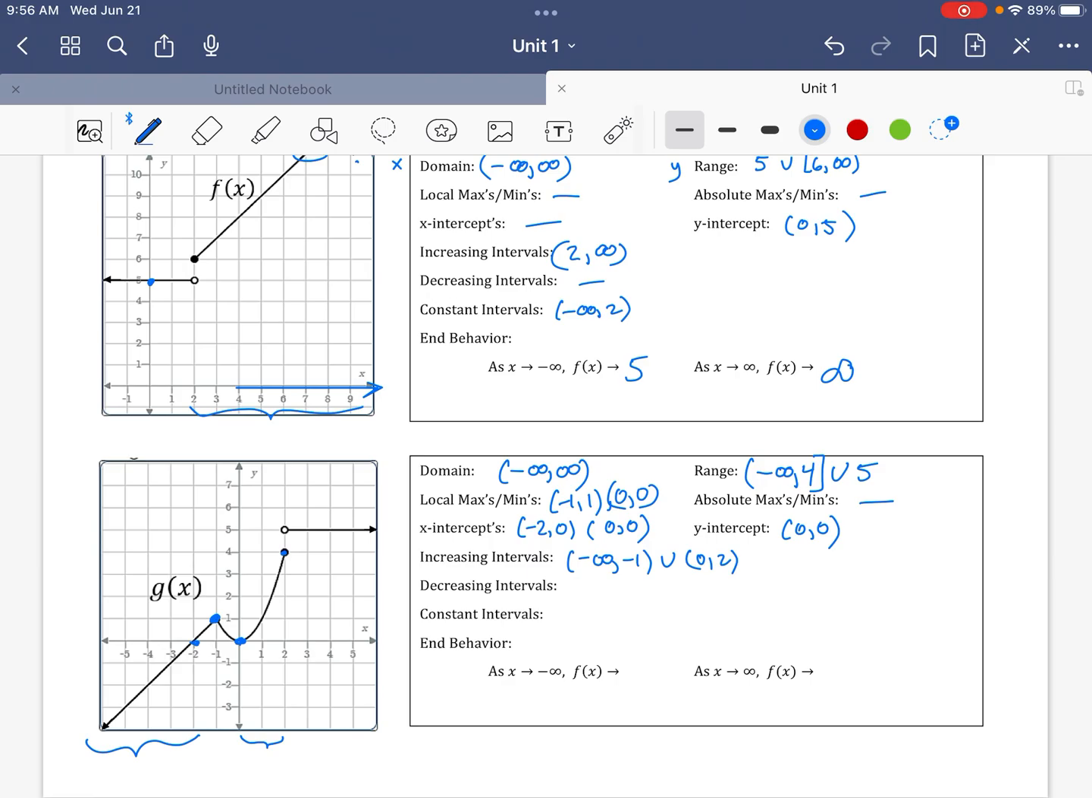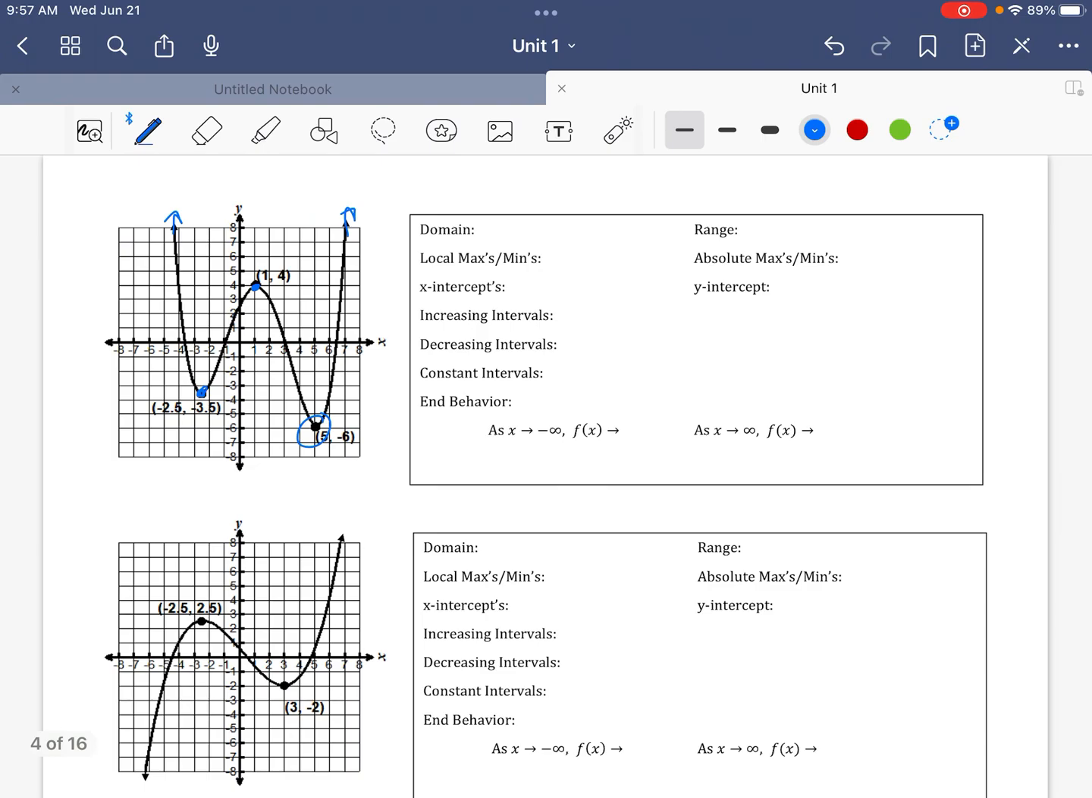All right, decreasing. So this little section right here between negative 2 and 0 is going down. And that's it. There's no other sections on the graph. This one's constant from 2 to infinity. And let's look at our end behavior. So this means the left side going down to negative infinity. The right side, on the other hand, is just staying constant at 5.